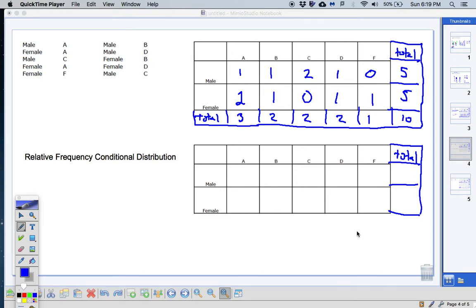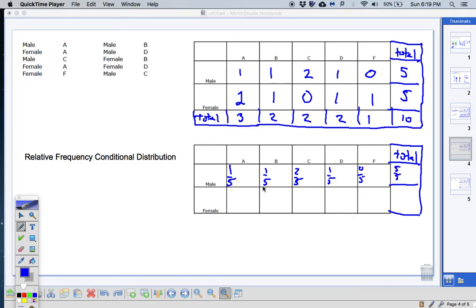Okay? So if we look at the total of females or males, there are 5. So the first number is going to be 1 over 5, and the next one's going to be 1 over 5, 2 over 5, 1 over 5, and then 0 over 5. And it's 5 because this total is 5. And for a total of 5 over 5.